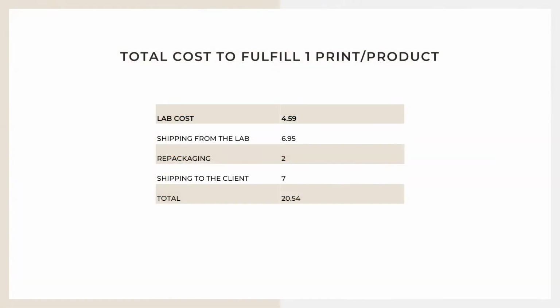Now, the next step is to add this number to the cost of goods sold. So let's figure that out. Okay, let's say we're doing an 11 by 14 luster print, and the cost on that one is $4.59, and shipping from the lab for that one print is $6.95. Now, I'm repackaging it and shipping it to the client. So repackaging supplies are $2 and shipping to the client is $7. Let's add that up. Look at this lovely chart. We got lab cost, and so on. Total here on this one is $20.54.